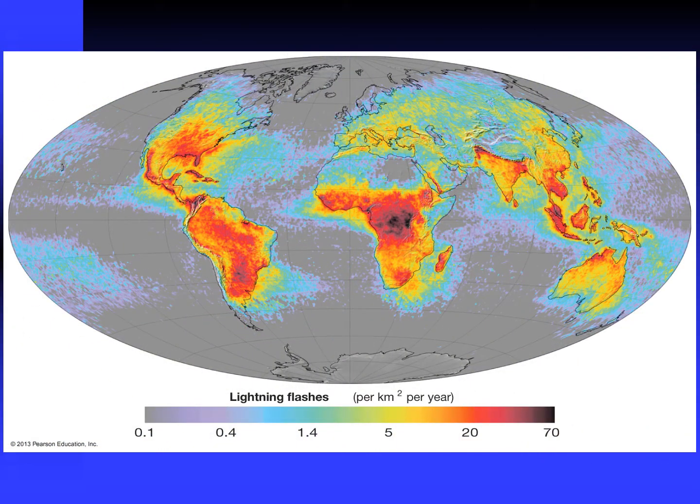And this is just a different way to look at this. This is lightning flashes on average per square kilometer per year, and the distribution looks pretty similar to what we saw on the last slide.